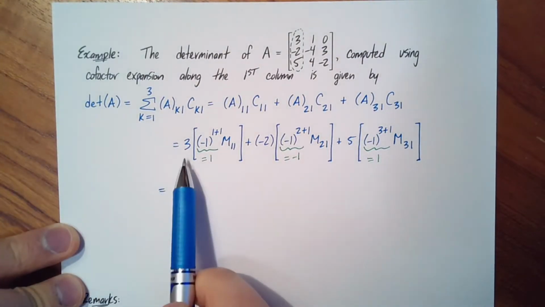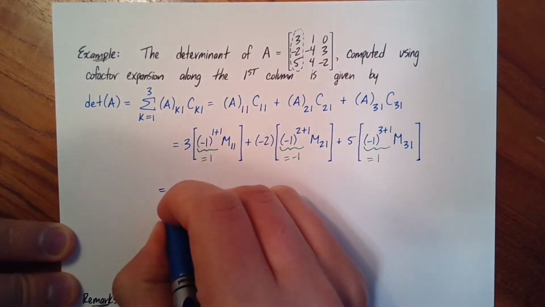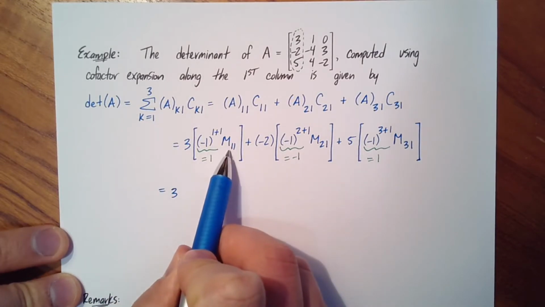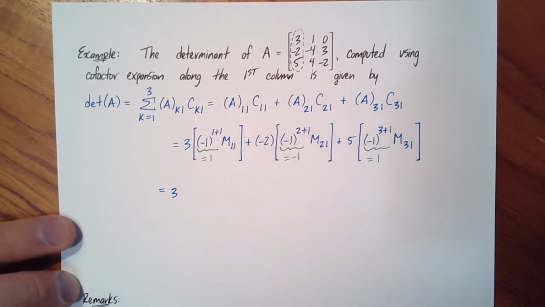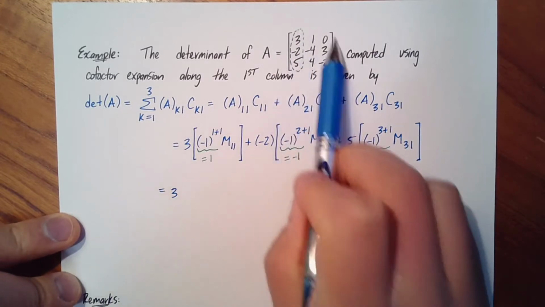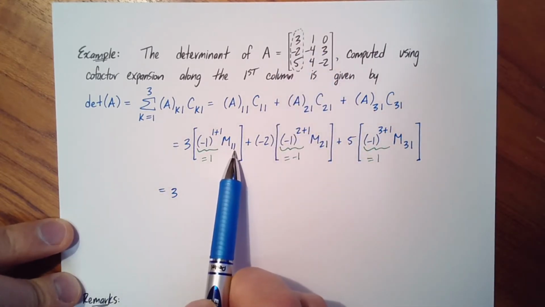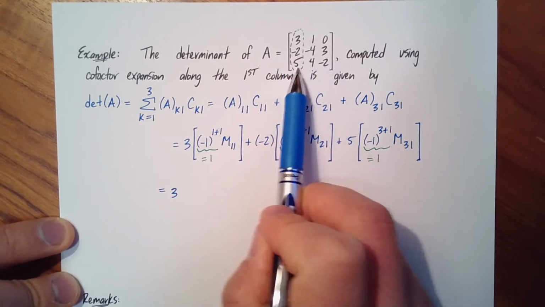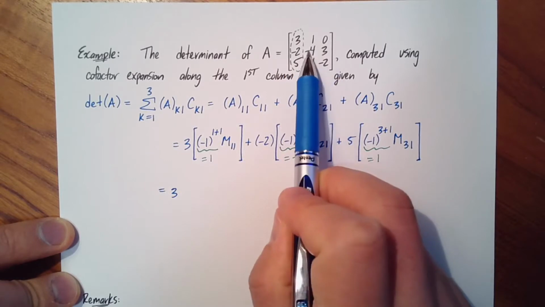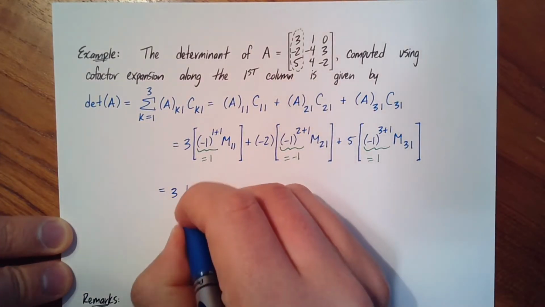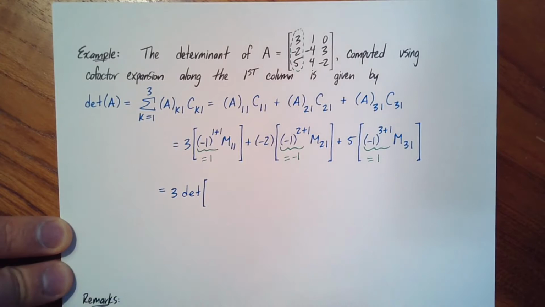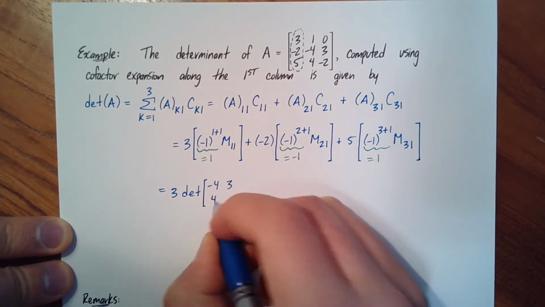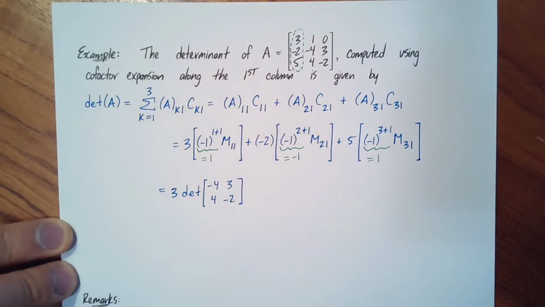Well, let's write this down. We're going to have 3, this 3 times 1, so that's going to be the 3. Now M11, what's M11 again? Remember, that's the determinant of what is left from the matrix A when you delete the first row and the first column. So this M11, just delete the first row and the first column, and what are you going to be left with? This bottom chunk down here, negative 4, 3, and 4, negative 2. So we're going to have times the determinant of those 4 entries. So negative 4, 3, and 4, negative 2.